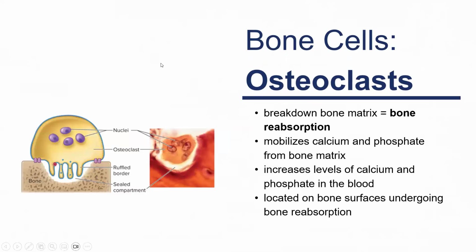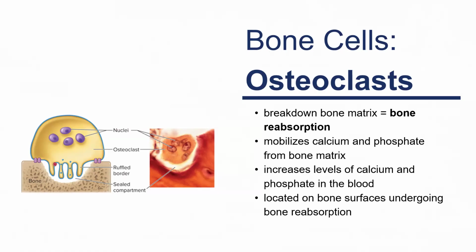And then our osteoclasts, their job is to break down bone matrix. And of course, we can't just keep it that simple. We call that bone reabsorption. So blasts, when we're building new bone, we said that was ossification. Clasts, as they're crushing this bone matrix, we call that bone reabsorption.